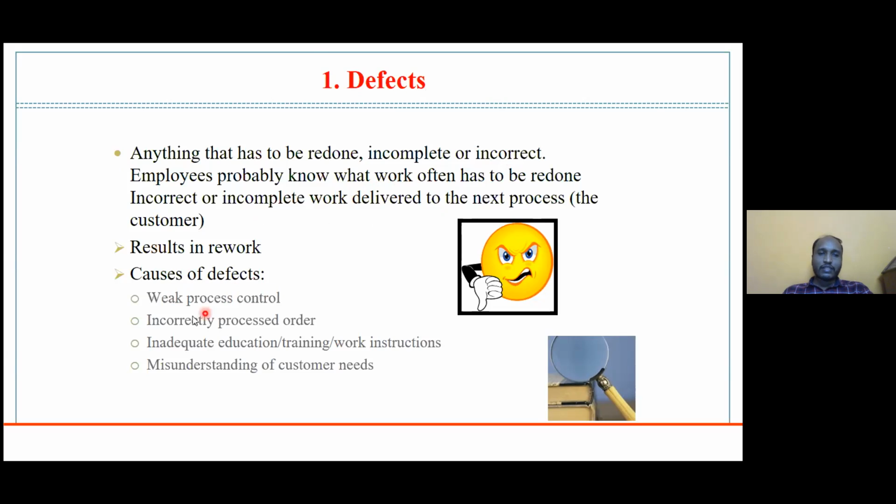Causes of defects: once a defect is there, our PPM will be affected, and this will affect our performance in front of the customer. Some causes are incorrectly processed orders, and inadequate education, training or work instructions. Because of these causes, defects occur in our process, so we should eliminate the defects.